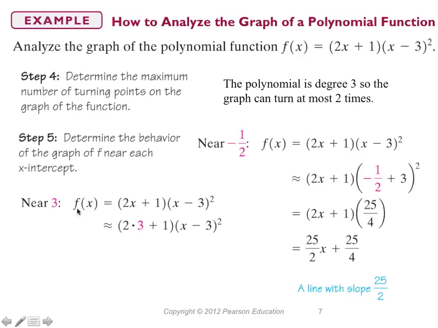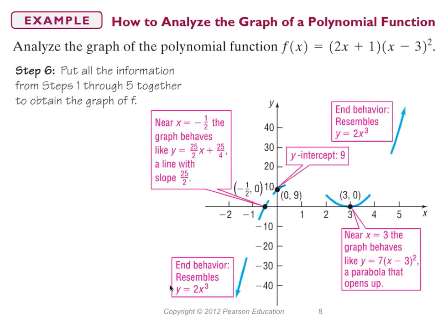And then near 3, we look back at our original equation. We can't plug 3 into this factor because we know it's just going to make it 0, so we plug 3 in over here. So we have 2 times 3 plus 1 times the quantity x minus 3 squared, which is going to be 7 times the quantity x minus 3 squared. We know that that's a parabola that opens upward. And again, I would say that this is the least important part of drawing the graph of a polynomial, because you can still get a pretty good graph without actually knowing what this behavior is near the x-intercepts.